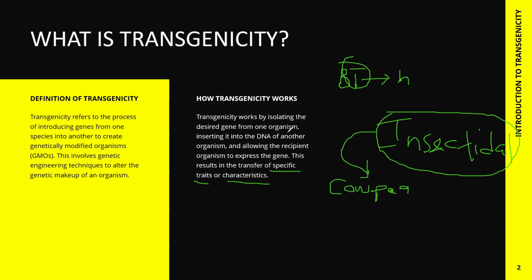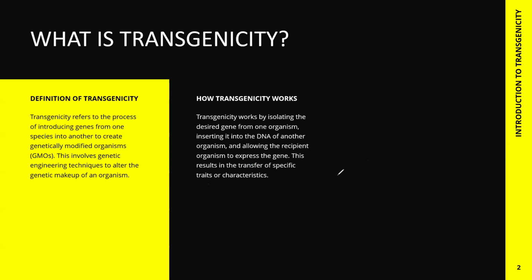You isolate a desired gene from one organism, then you insert the gene into another organism, and the recipient organism will now express that gene, and that results in the transfer of a specific character. So this is how transgenicity works.